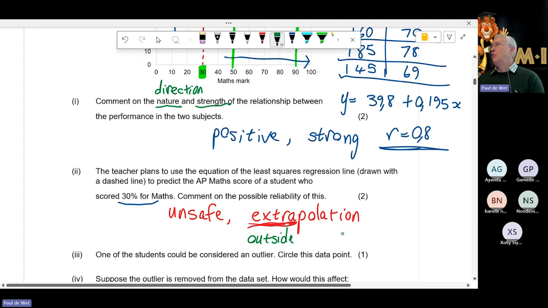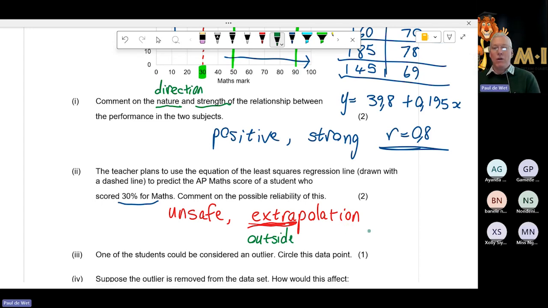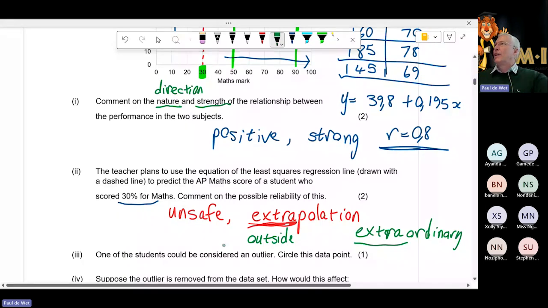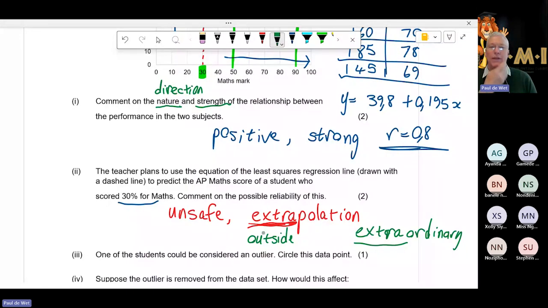And I'll tell you where we come across that word in everyday life. When we talk about a word like extraordinary, it actually means outside of the ordinary, unusual. In schools, we'll also talk about extracurricular, outside of the curriculum. But guys, what we're doing here is we're going outside.